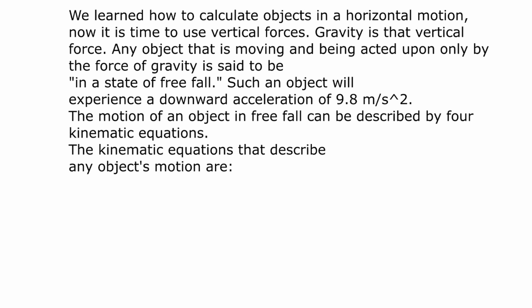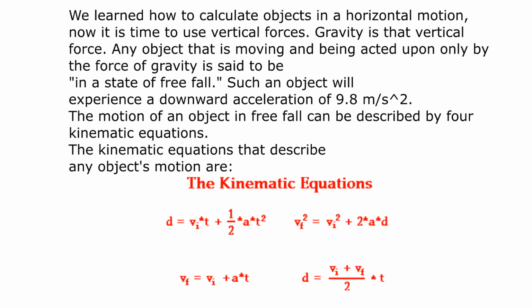The kinematic equations that describe any object's motion are: displacement equals initial velocity multiplied by time, plus 1/2 times acceleration, which is 9.8 meters per second squared, multiplied by time squared. You multiply the initial velocity by time to find the horizontal displacement like we did earlier.